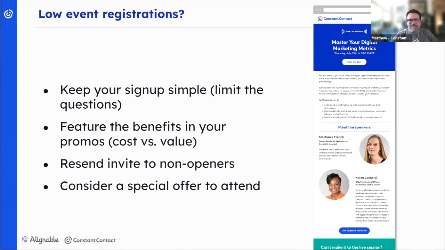Make sure you're featuring the benefits of your event in all your marketing. Make sure you don't just rely on one email to support the attendance of an event, or one text, or one social media post. Be regularly engaging to increase the attendance of your event and the registration for your event.